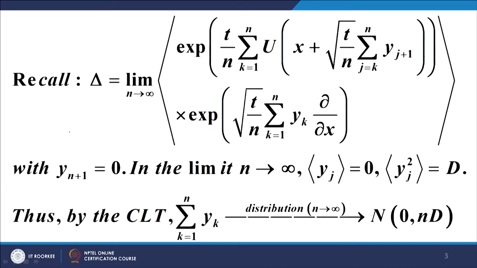And then we had these important relations: in the limit that n tends to infinity, which we ultimately have to take, each of these yj's is normally distributed with a mean of 0 and a variance of d. By using the central limit theorem, we find that the summation of these yj's up to n is normally distributed with a mean of 0 and a variance of n d. That is where we concluded the last class. Let us continue from there.